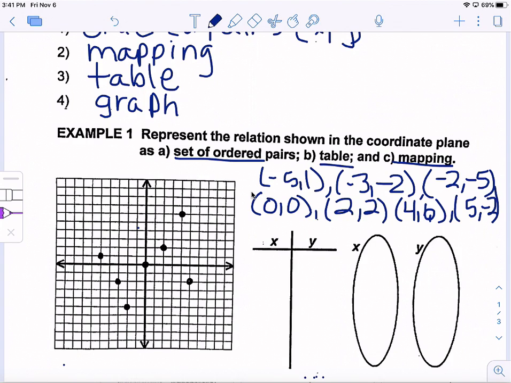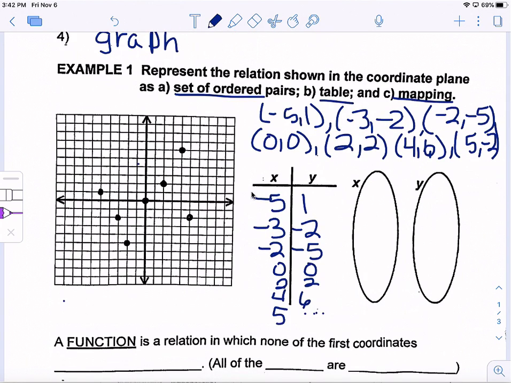Okay, and then to put these in a table, I'm just going to list the x coordinates here and their corresponding y values here. I'm going to try to do these from least to greatest on my x values. So I'm going to start with negative 5, 1. I guess they're already in least to greatest because I listed them from left to right. So negative 3, 2, negative 2, negative 5, 0, 0, 2, 2, 4, 6, and 5, negative 2.